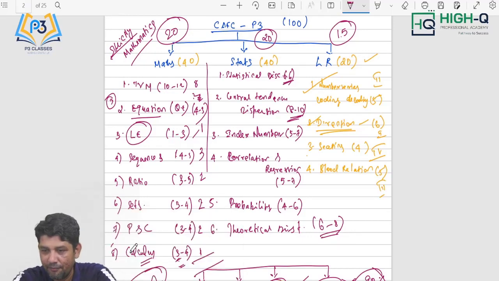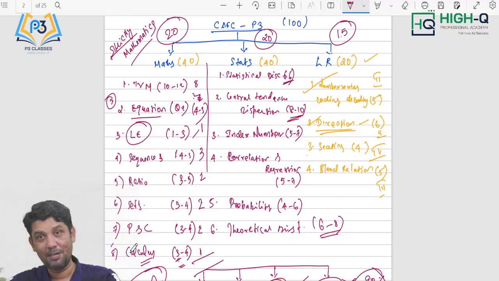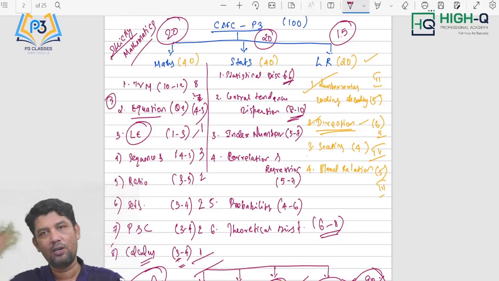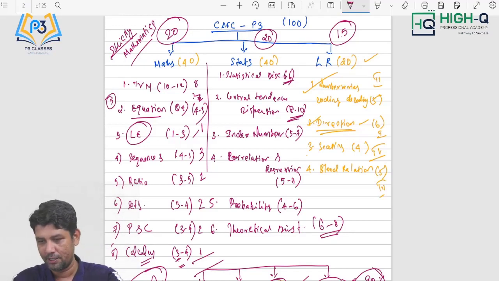Where can I practice LR from? No need to practice LR from. If you really want to practice LR, then what you need to do is visit online and download CAT questions and MAT exam questions.